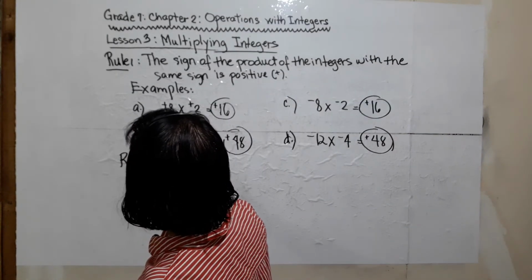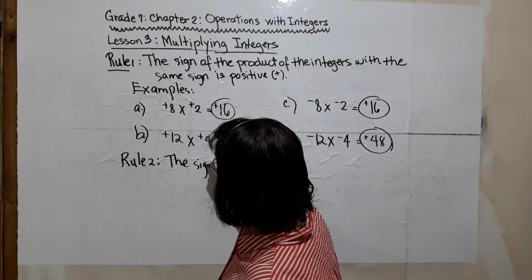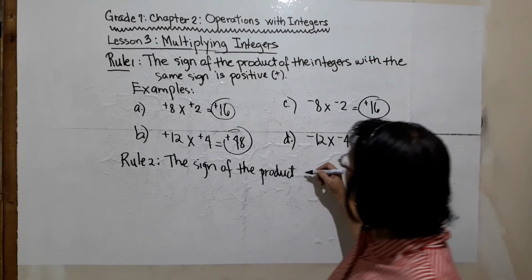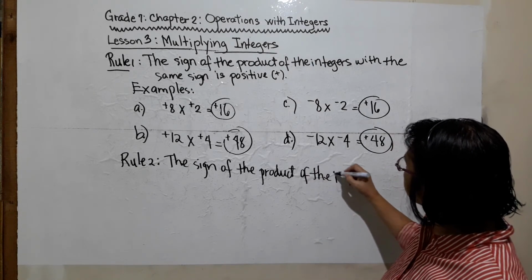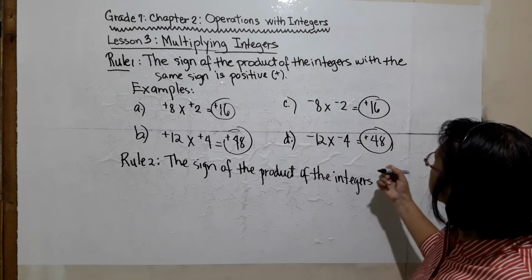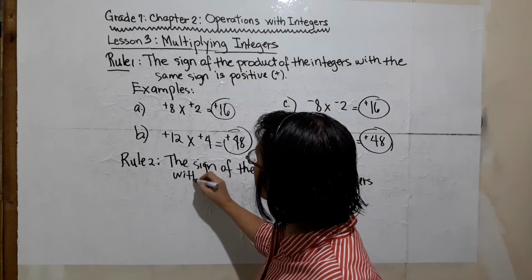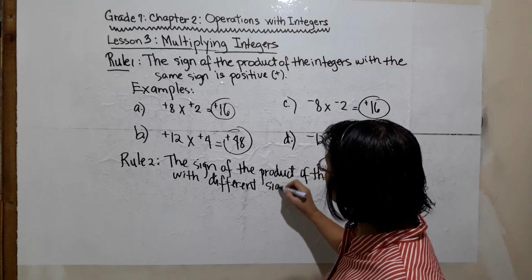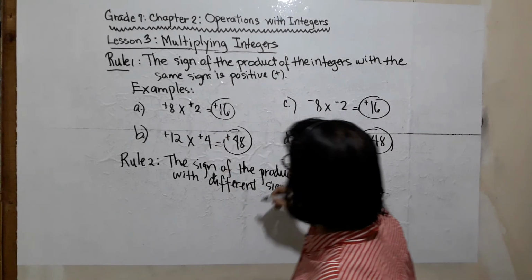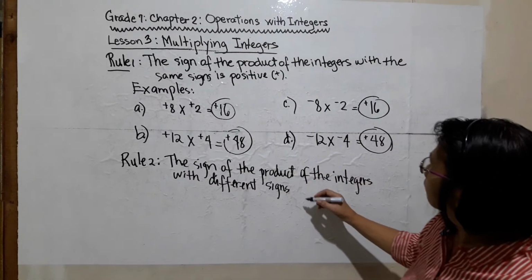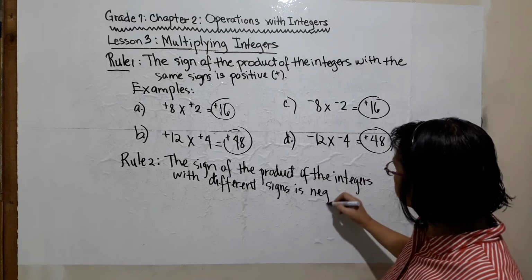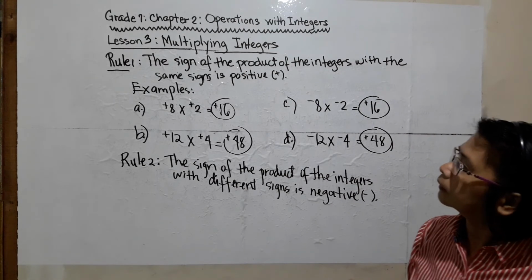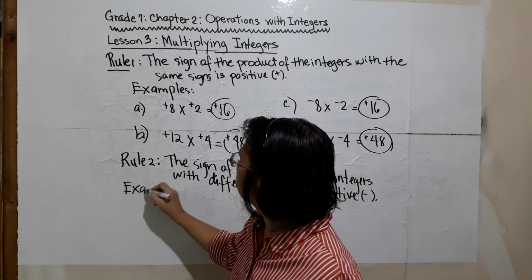For rule number 2, the sign of the product of the integers with different signs is negative. Okay, let's have examples.